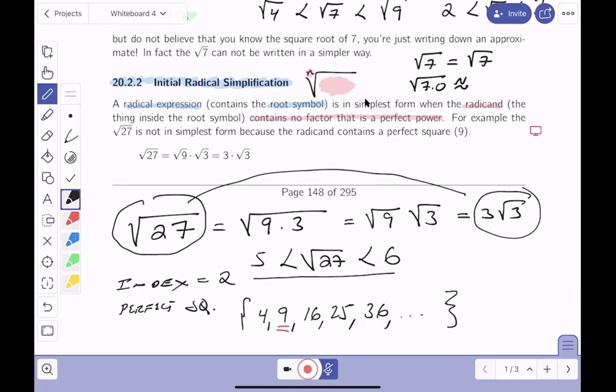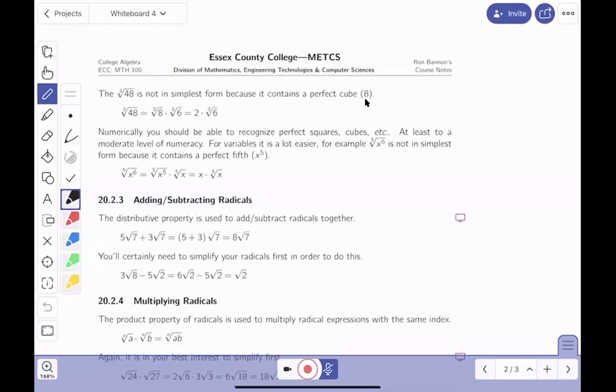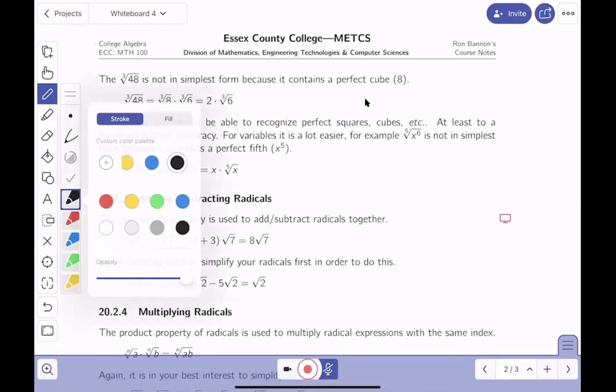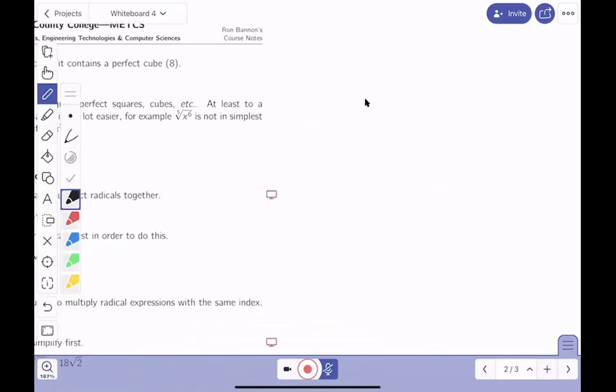All right, let's go to the next page. Let's look at the next one. And again, this is more difficult. And the reason being is it's the cube root of 48. I'll write this on the side for you. And this is going to be the cube root of 48.